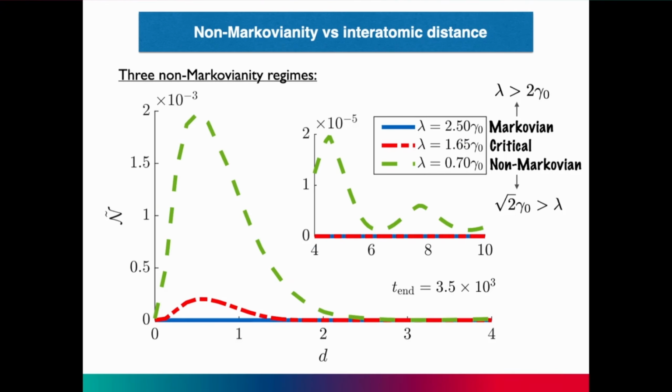Besides this critical regime, we found two others that we called Markovian and non-Markovian, since in those cases you cannot induce a transition by changing the separation. But in the non-Markovian case, we still see some sensitivity to the distance between the atoms. In fact, we can see that there seems to be an optimal separation that maximizes the measure.